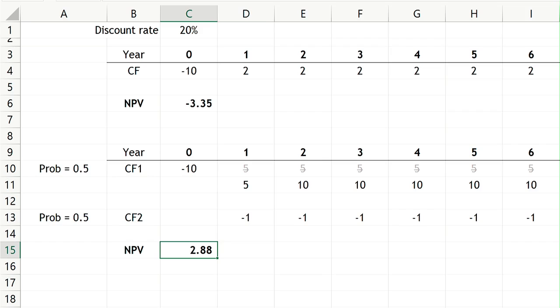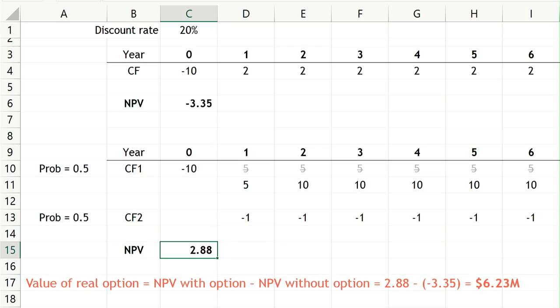As a result of consideration of option to expand in a good state, we now got a positive NPV for this project, which will change our capital budgeting decision. So what is the value of the option to expand in this project? The value of the real option would be the difference between NPV with consideration of the option and NPV without consideration of the option. So for this project, the value of option to expand seems to be huge, which is about $6 million.